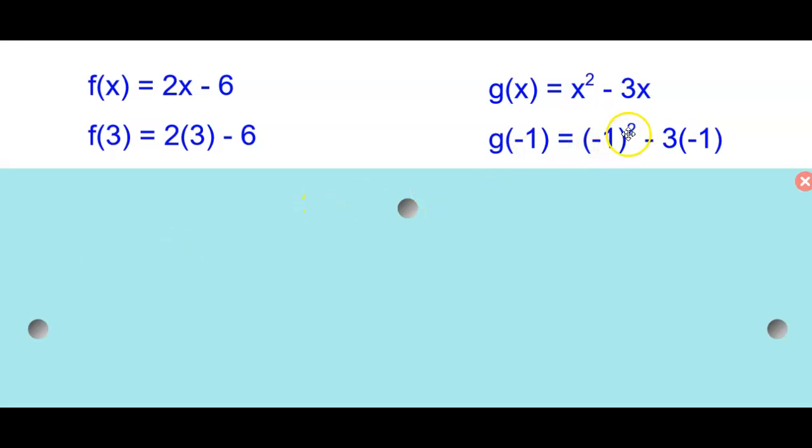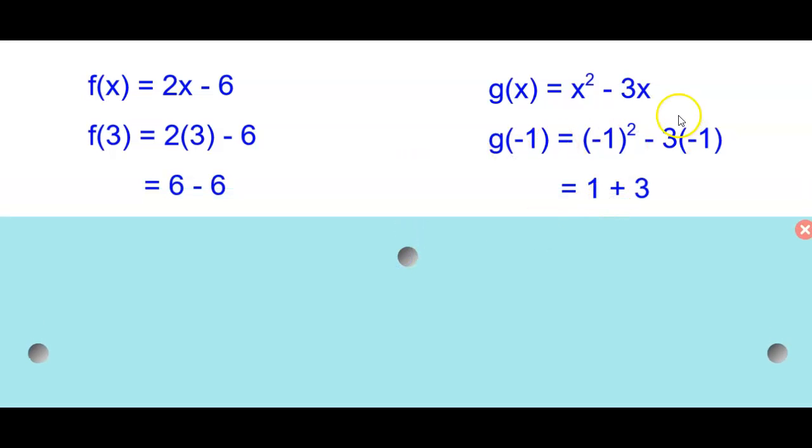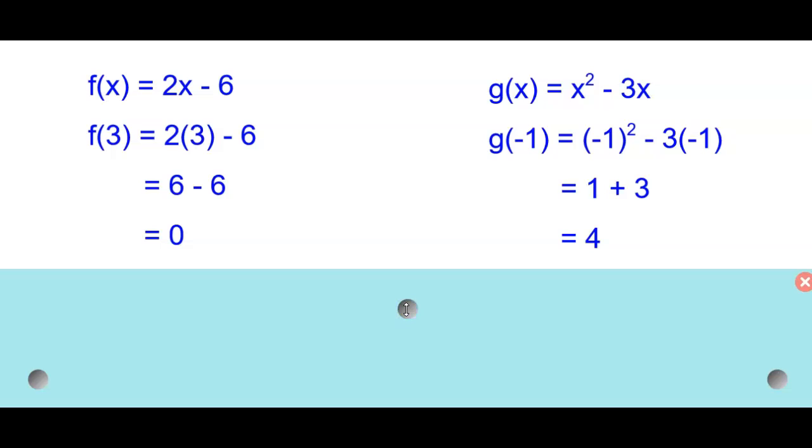Now, be very careful on this problem. Remember, -1 squared is -1 times -1. If you do this on the calculator, you have to be very careful. Make sure your negative is in the parentheses, okay? And a negative times a negative is a positive. So that's going to be a +1. And then remember, this is a -3. -3 times -1 gives me +3. And then 1 plus 3 is 4. Fantastic.